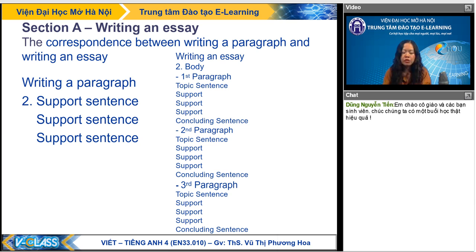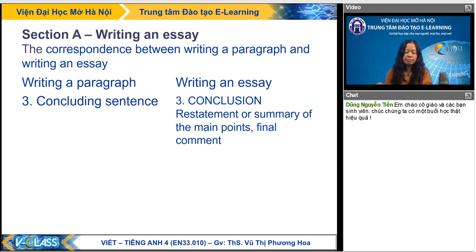In the first paragraph, we have topic sentence, the support sentence 1, support sentence 2, and so on. And in the second paragraph, we have the same, the topic sentence, the support sentence 1, support sentence 2, sentence 3, and so on. In writing a paragraph, we have concluding sentence, and the correspondence in writing an essay is a conclusion part with the restatement or summary of the main points, and you can put some final comments.